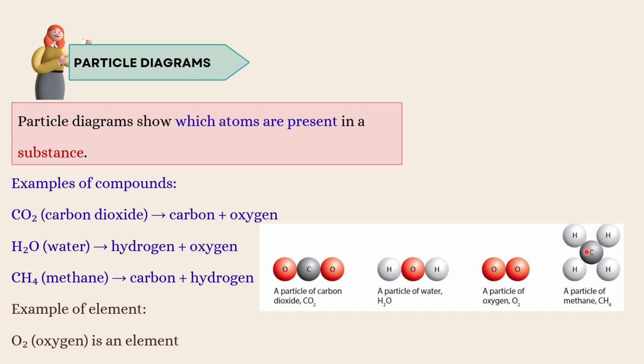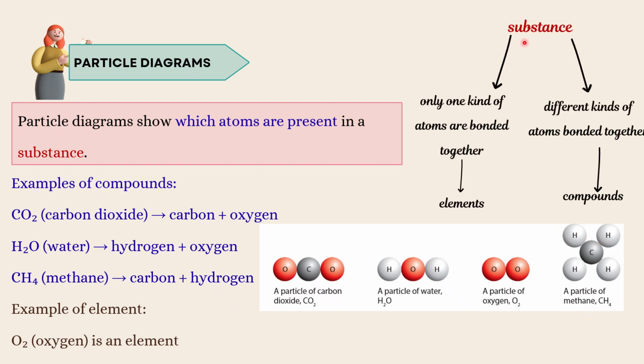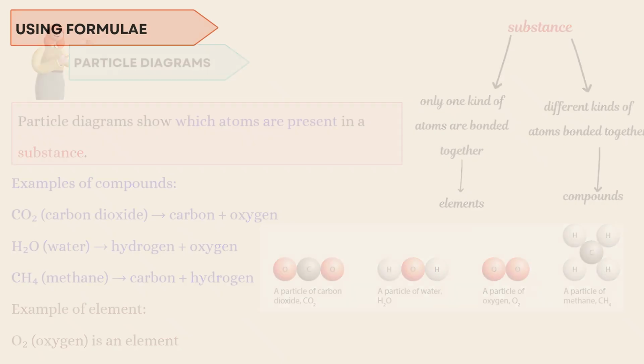Since they are different, the carbon atom is different and the hydrogens are together, so I can say that it is made up of two different kinds of atoms. One is hydrogen and another one is carbon. So I will conclude that this is also a compound. So always remember, when a substance has the same kind of atoms bonded together, you will call it what? An element. And when you have a substance with different kinds of atoms bonded together, you will call it what? A compound. And what is the function of a particle diagram? It tells you which atoms are present in the given substance.